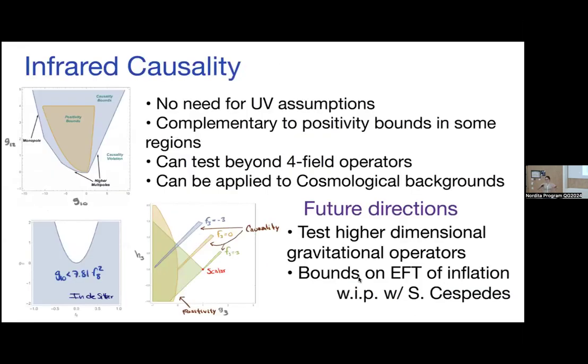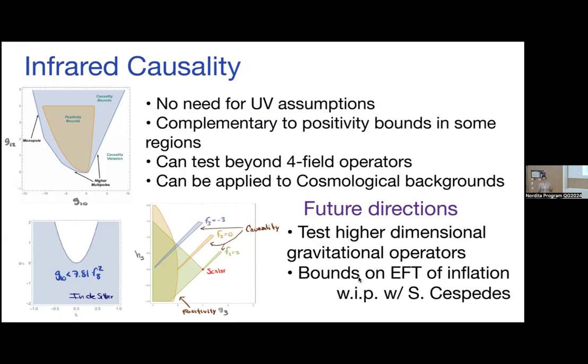So basically, as a summary of what I've been telling you, there's a different method for putting bounds on Wilson coefficients besides assuming properties of the UV, which is infrared causality. There's no need for the UV assumptions. It can be complementary to positivity bounds in some cases, like with the photon EFTs. So it can be useful to apply this approach in flat space in combination with analytic methods to positivity bounds instead of doing heavy numerics. It can also test beyond the 4 field operators. If you want a covariant theory and you just look at the one-to-one scattering, it will test beyond these 4 field operators. And it can be applied to curved backgrounds, including cosmological backgrounds.